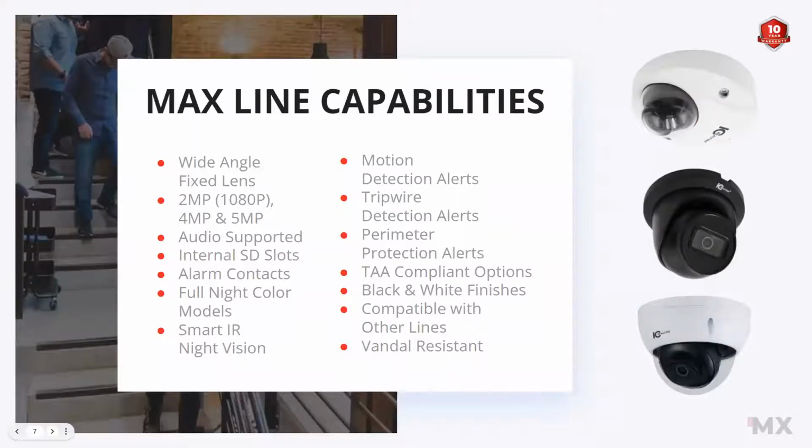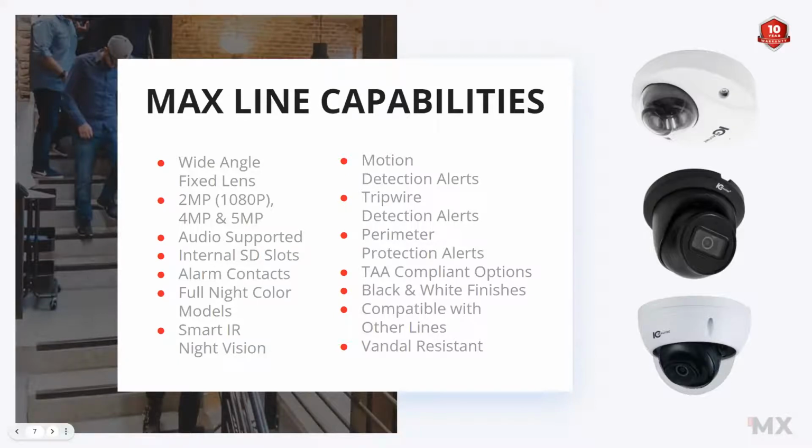So what will you get out of your MaxLine capabilities? First, you're going to get wide angle fixed lenses. So that's going to give you from about a 98 degree field of view to about a 110 degree field of view. 2 megapixel, 4 megapixel, and on the HD LES line, 5 megapixel resolutions.